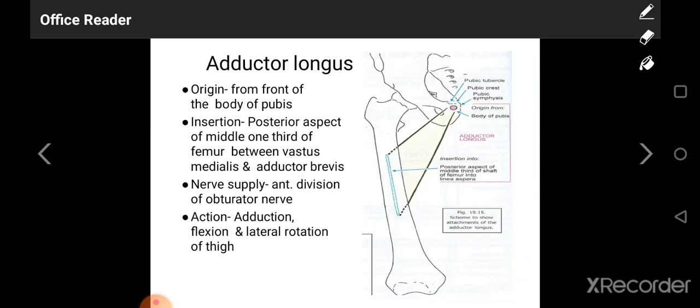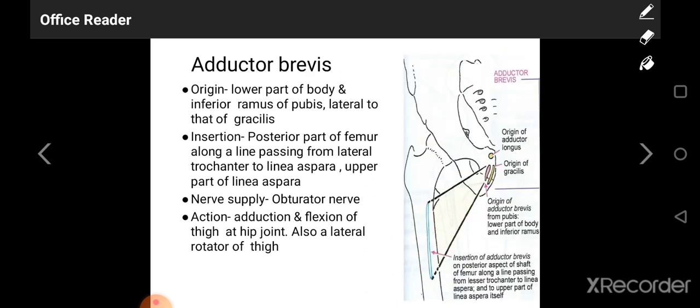Then the adductor longus. It arises from the front of the body of the pubis and is inserted on the posterior aspect of the middle one third of the femur between the vastus medialis and adductor brevis. The nerve supply is by the anterior division of the obturator nerve. Action is adduction, flexion and lateral rotation of the thigh.